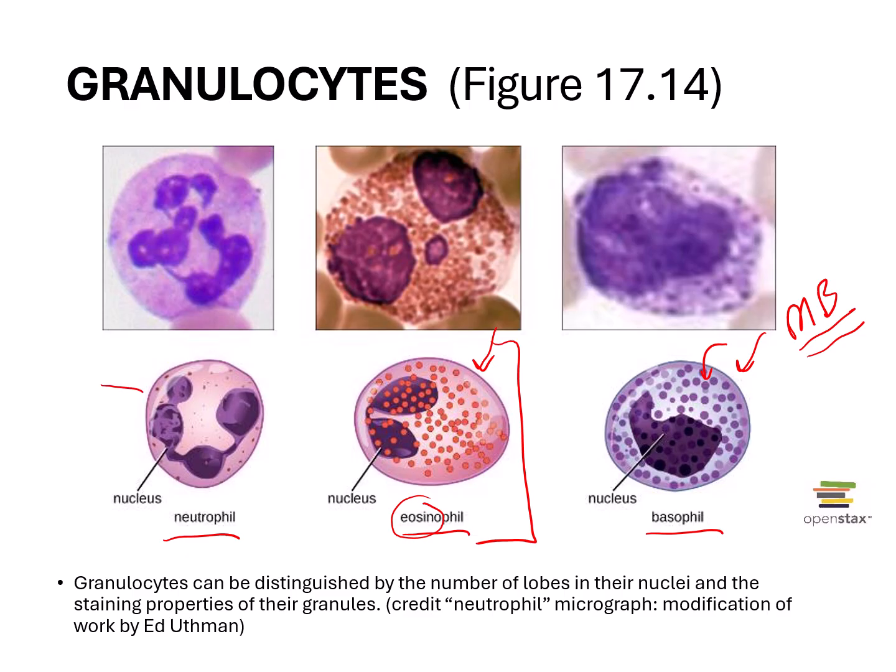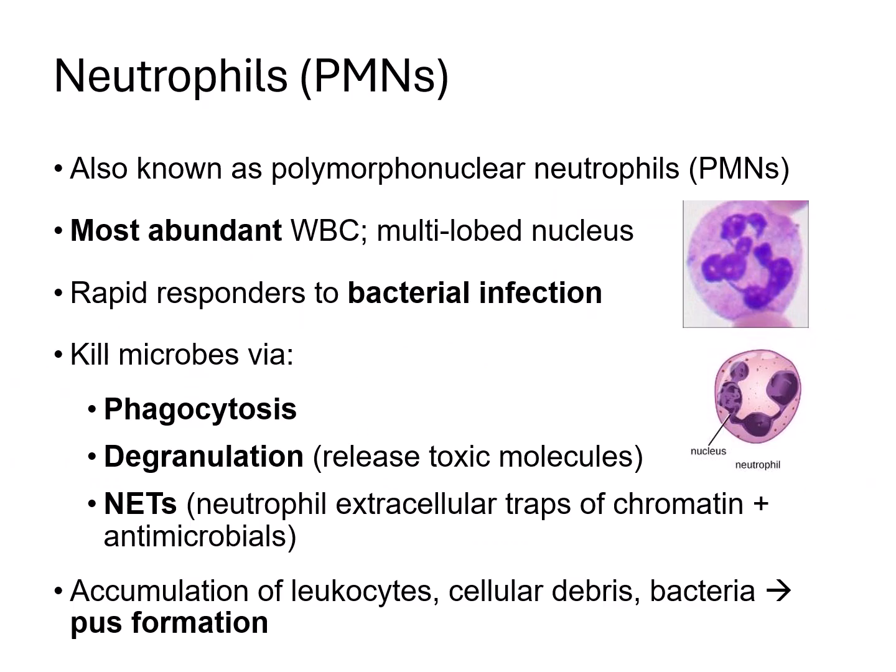And neutrophils stain with both eosin and methylene blue. So this is acidic, this one is basic. So together we call them a neutrophil because these are staining with collectively neutral stains. Our first granulocyte are the neutrophils, and these are also called the polymorphonuclear neutrophils, or PMNs.